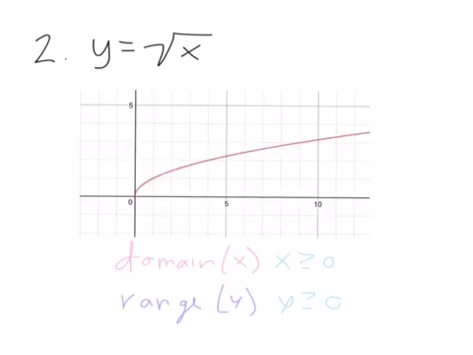And so that means that it can be equal to 0 or greater than 0, because it'll just keep getting greater than 0. It'll go 5, 10, and eventually it'll just be infinity. So for the range, y is greater than or equal to 0, as well as x.